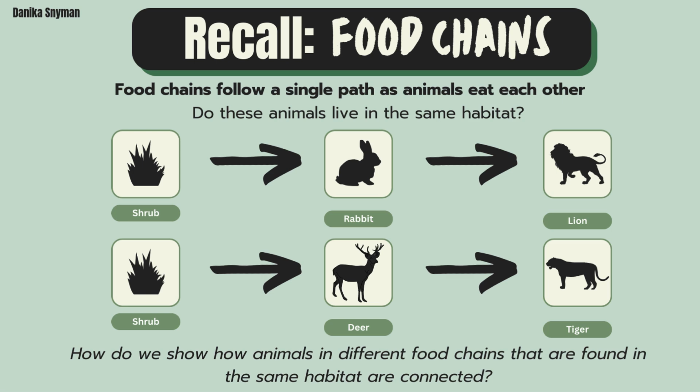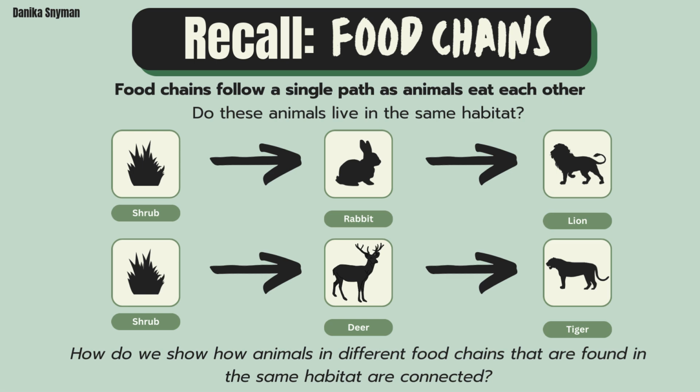Food chains show how energy moves in a line. One animal eats another, then another, and so on. For example, a shrub or grass gets energy from the sun, then a rabbit eats the shrub, then the lion eats the rabbit, and it will go on and on.